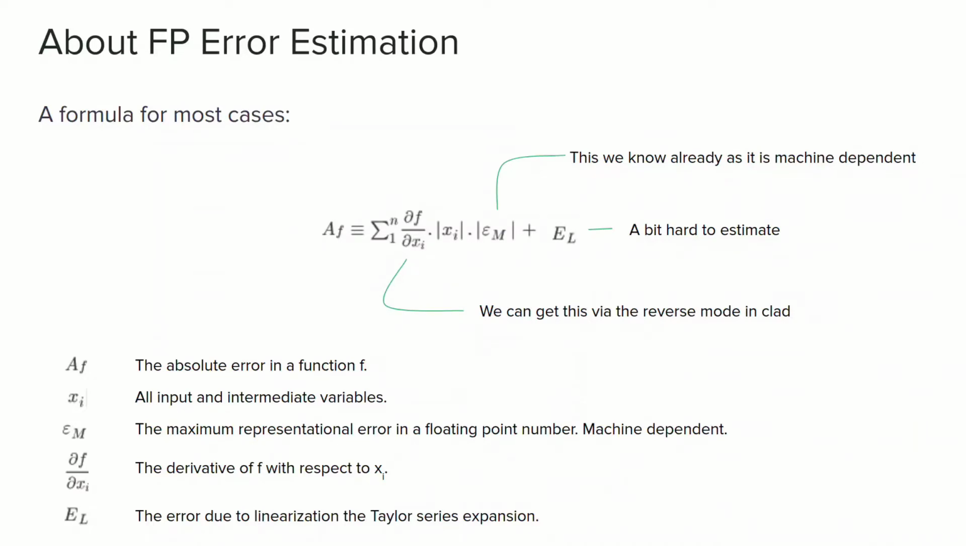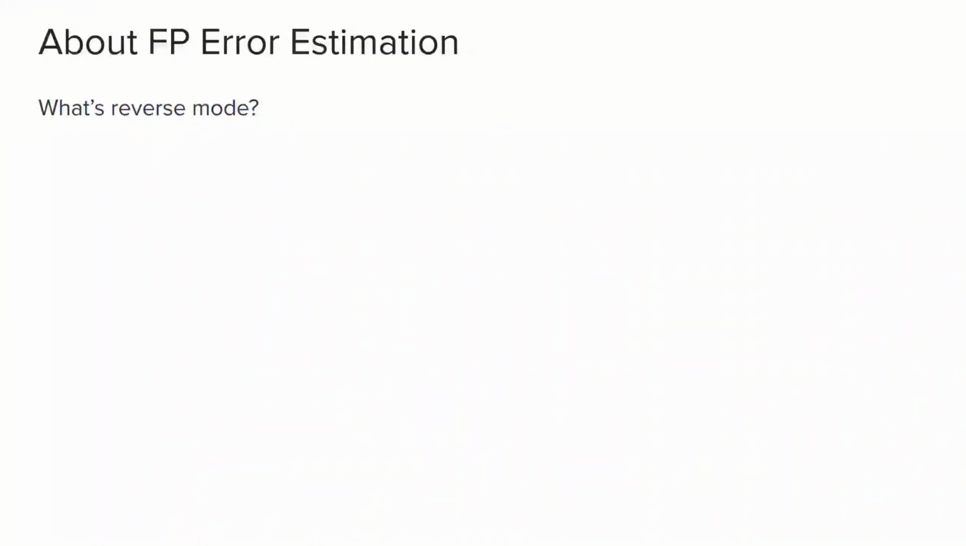However, for some nonlinear functions, this actually may be a significant value that may be hard to ignore. But for our sake, we do not talk about this value in the future. So for us, the first part of the equation is what we want to calculate, basically. Now, what's reverse mode? As I mentioned before, the derivative we get from Clad, and more specifically, we get it from Clad's reverse mode AD. So let's look over what reverse mode actually is.